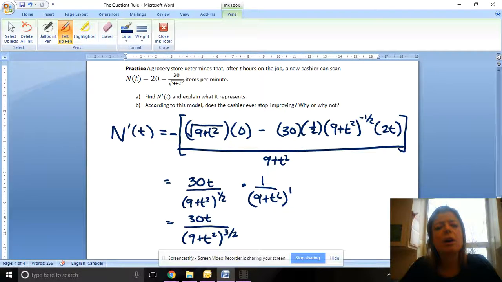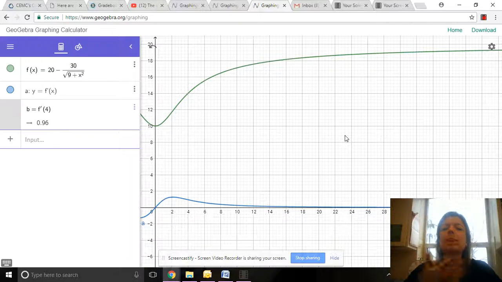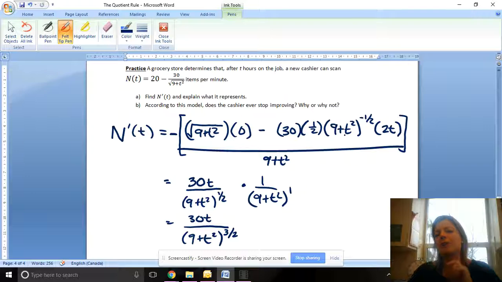Now, according to this model, does the cashier ever stop improving? Why or why not? No, according to this model, they actually don't stop improving. We can take a look at that in 2 ways. First of all, we're getting closer and closer to 20 items per minute on the original function, and you can see the derivative is getting closer and closer to 0, but won't actually quite ever get there. So that means they're always slightly improving, but it's always under 20 items per minute. In reality, there probably is a max that they're going to hit. You can only go so fast as a cashier. But technically, according to the model, no, they don't stop improving.